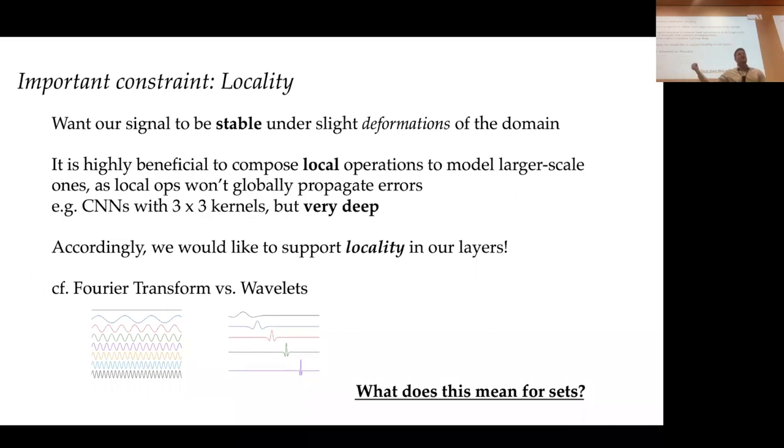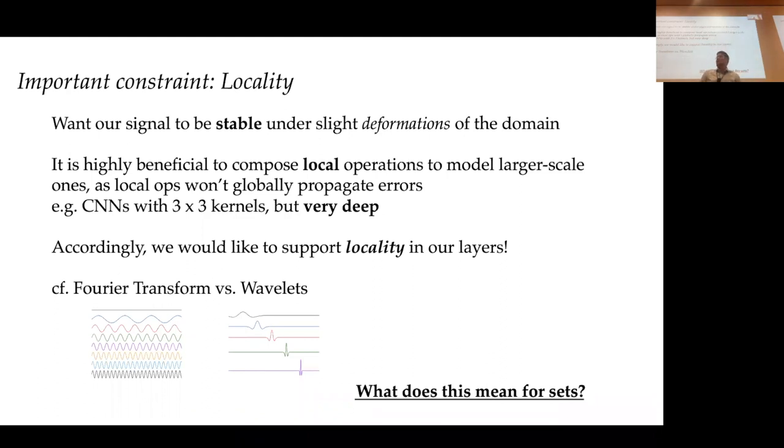So what happens when you have an error somewhere? With a Fourier transform, that error immediately propagates everywhere, right? And that's really bad. That means you're very unstable numerically. With wavelets, most of the output space is zero, so that's totally fine, okay? So similar ideas. We want locality.